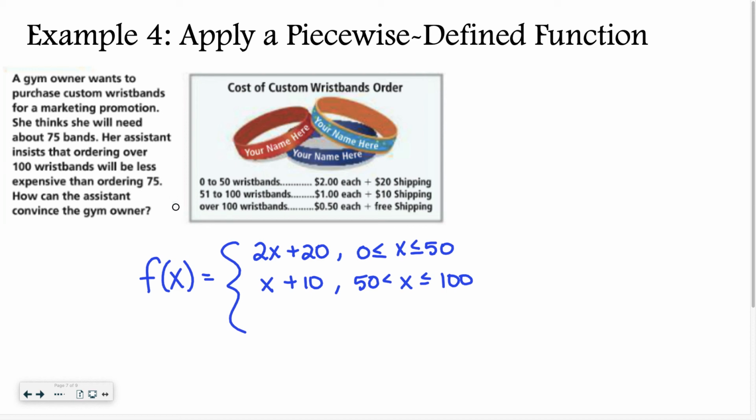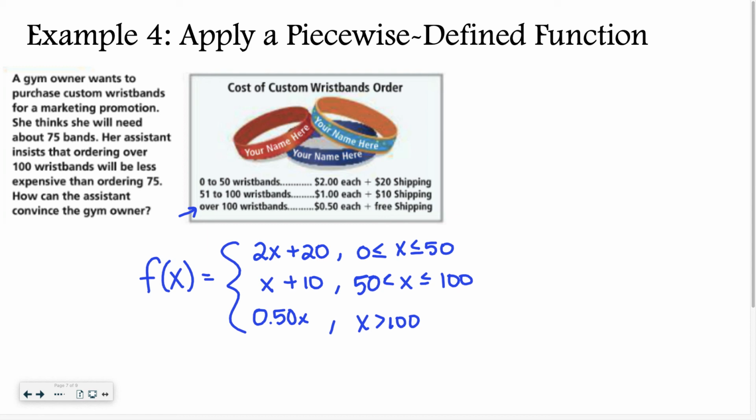Then we have over 100 wristbands as our last one, and those are 50 cents each, so I'm going to do 0.50x, but then free shipping, so I don't have to say plus anything. If I wanted to write plus 0, I could, but that's always unnecessary. So 0.5x, and that would be for 100 is less than x, or you could just say x is greater than 100. Either one is fine. I tend to just like to write x is greater than 100. Okay? That's just my personal preference.